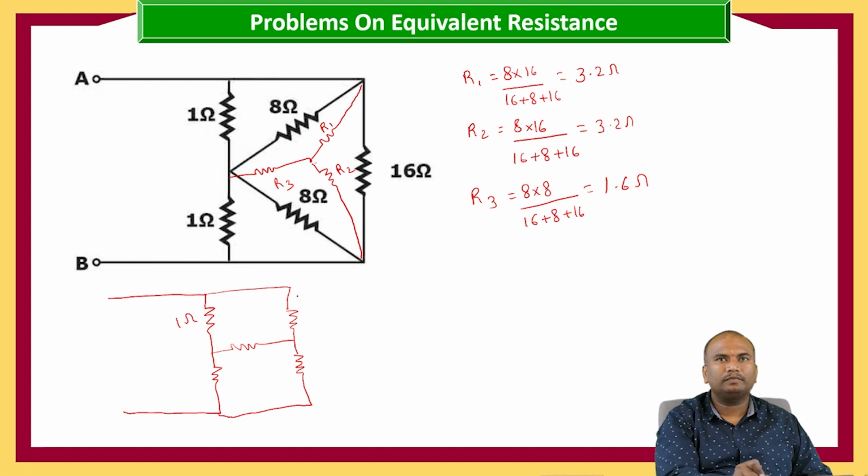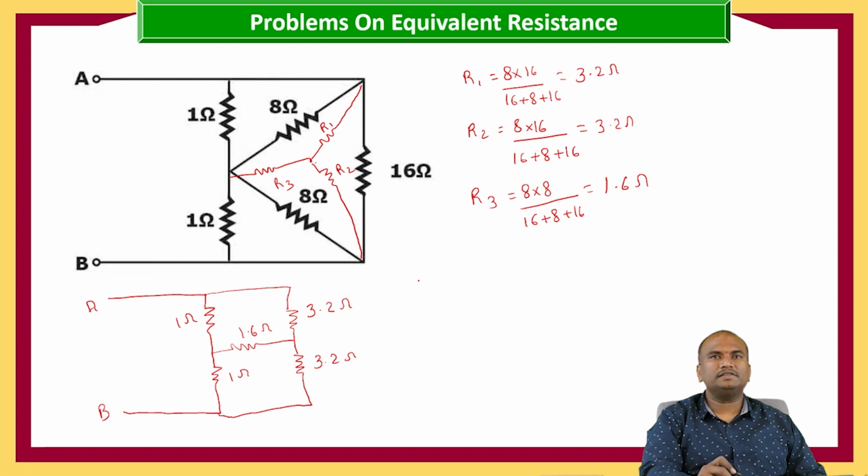This is 1 ohm, 3.2 ohms, 3.2 ohms, 1.6 ohms, 1 ohm. This is the REAB. Here again, in some circuits we have to go with more than one transformation. Here again we are having the combination of star or delta combination. So for that, either we can go with star to delta or delta to star transformation.